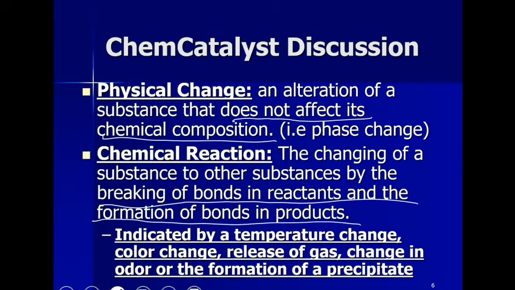Now, your indicators for a chemical change are temperature change, color change, release of gas, change in odor. So, like food rotting, that's an actual chemical change going on in your refrigerator, or the formation of a precipitate. The formation of a precipitate is when I have two liquids mixed together, they form kind of like a solid substance. That solid substance is called a precipitate. So again, temperature change, color change, release of gas, change in odor, or the formation of a precipitate.